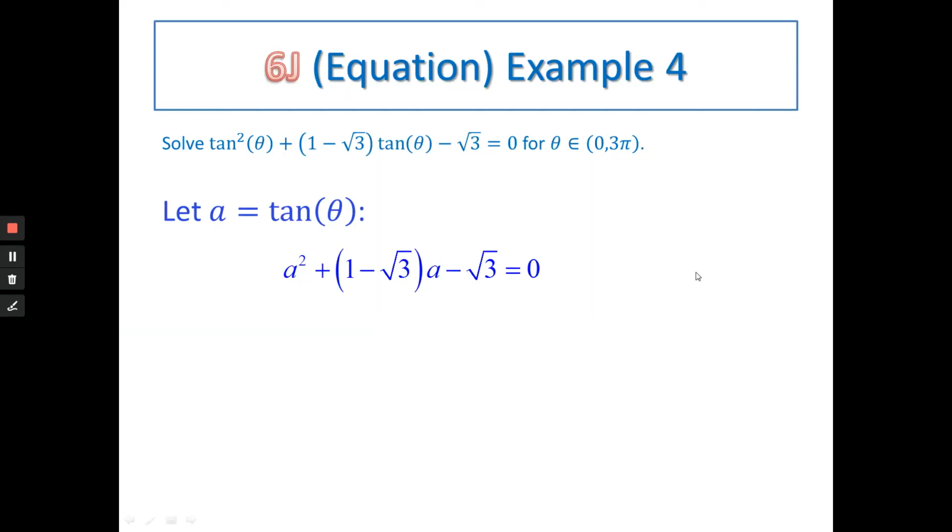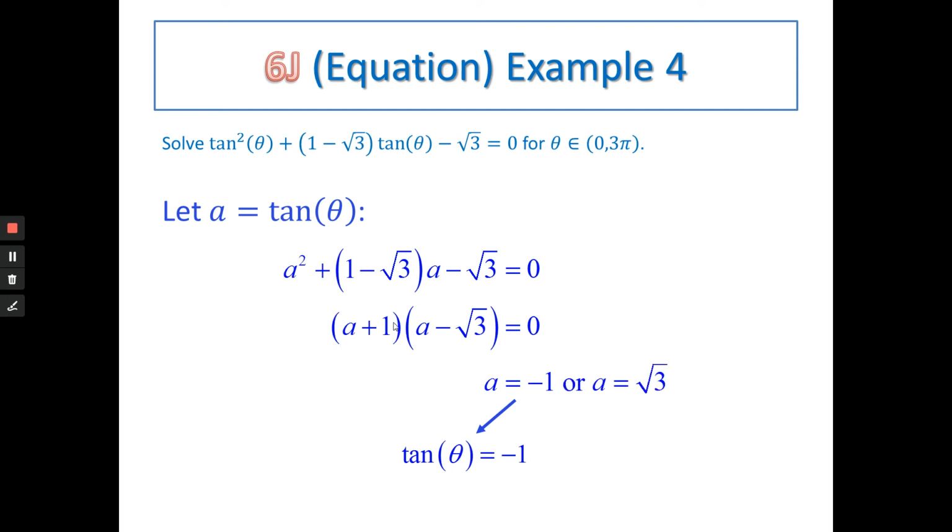So popping back to our question, now that we've used our CAS, we've got the factorization of that quadratic. Now that we've got the factorization, solving it is a pretty straightforward procedure using the null factor law. From a plus 1 equals 0, you get a equals -1, which leads to tan theta equals -1. Then from the other bracket, you get a equals root 3, which means tan theta equals root 3.